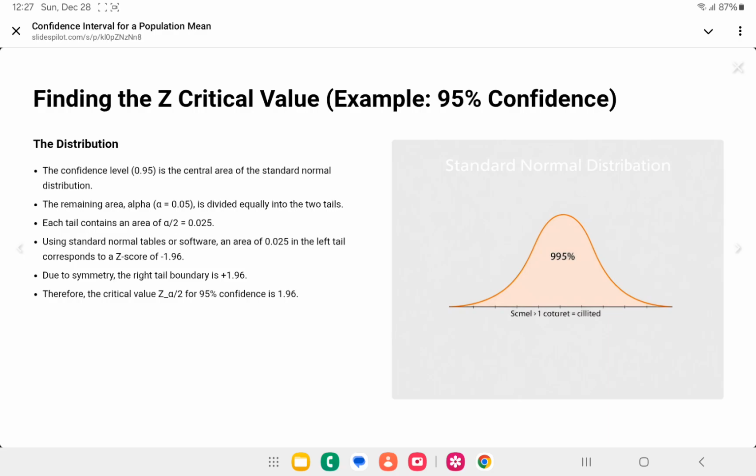When constructing a 95% confidence interval, for example, the confidence level 0.95 is in the middle of the distribution, and the remaining 0.05 alpha is divided equally into the two tails as 0.025 each. From the less than cumulative standard normal tables, 0.025 in the left tail corresponds to a Z value of negative 1.96, and due to symmetry, it will be positive 1.96 for the right tail. So the Z critical value corresponding to the 95% confidence level, which we write as Z.025, is 1.96.